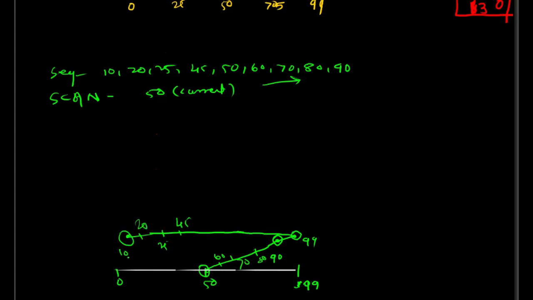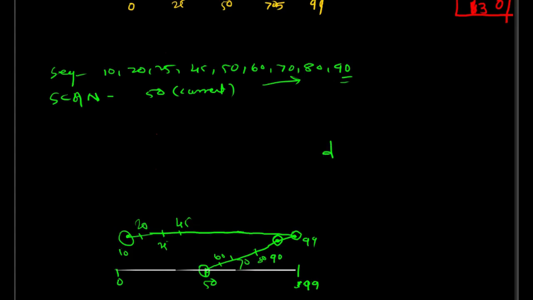Okay, so this is the solution for the scan algorithm. Scan algorithm selects one direction, we have been given the forward direction. So we will start processing requests from 50, then 60, 70, 80, 90. 90 is the last request in the forward direction. From 90 it will reach the end of the disk, which is 99. From 99 again it will reverse the direction and go on processing the remaining requests. Remaining requests are 45, 25, 20 and finally it will reach 10.